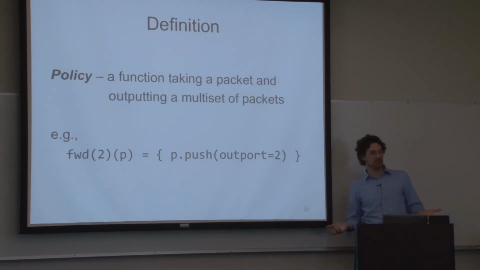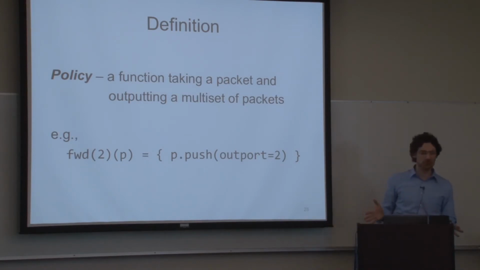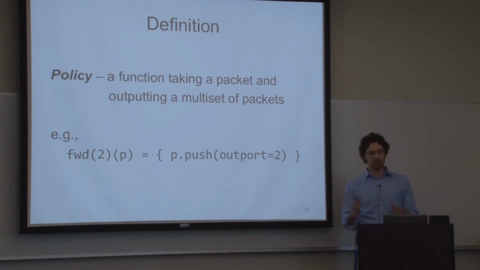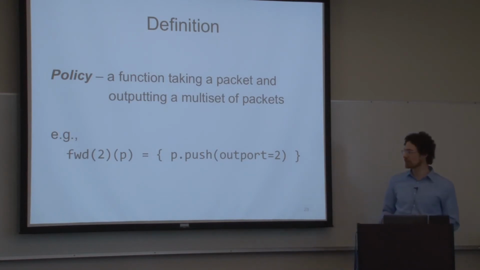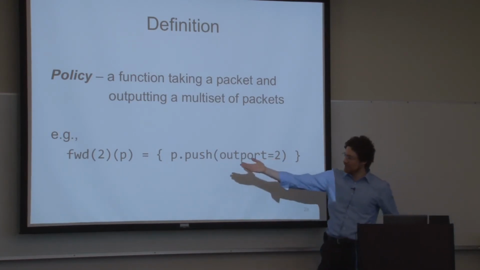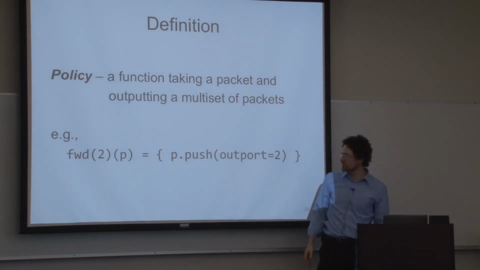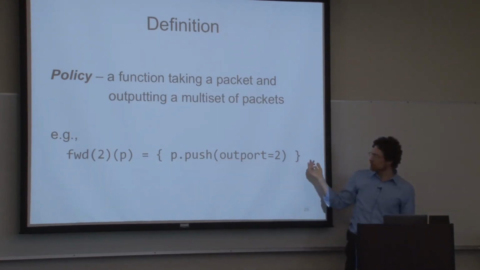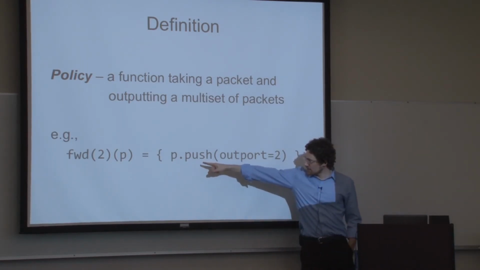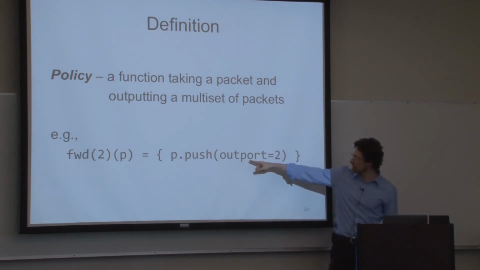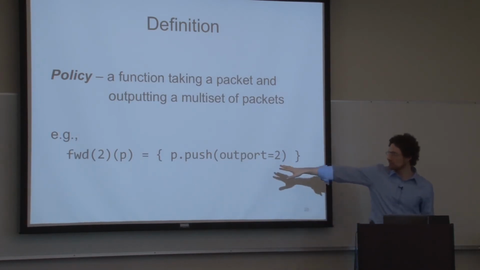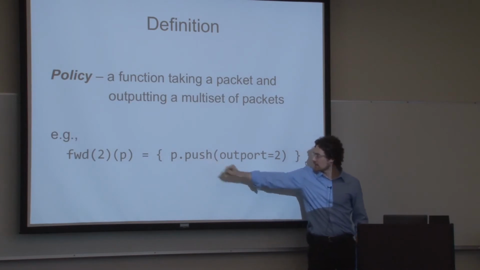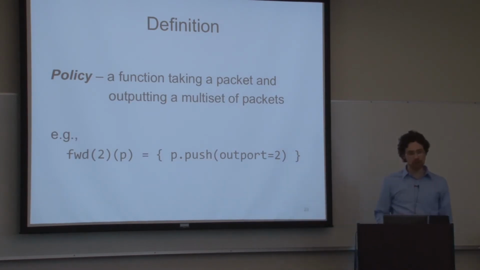I've been a little bit vague about what I mean by policy, so now I'm going to get very specific. A policy is a function that takes an input packet from some location and outputs a multi-set of packets at some set of locations, potentially different. For example, I might have a policy forward to, which when applied to a packet P simply produces the output set where I take P and produce a new packet by pushing output equals 2 onto it. This is basically saying copy P and add a field output equals 2.